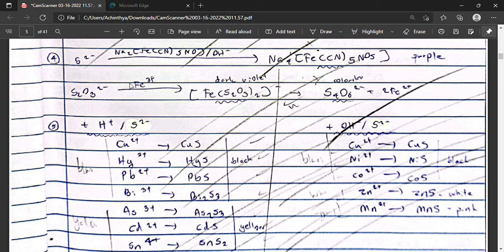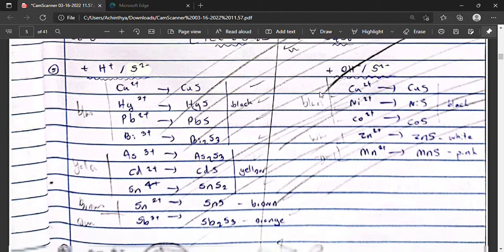Here's another unique reaction. If we were to add ferric ions into a thiosulfate solution, we get a dark violet complex, [Fe(S2O3)2]-, which will then become colorless upon further addition. It will form S4O6 2-, a colorless complex. So if we add ferric ions into the thiosulfate solution, we will observe a dark violet color, which will then become colorless upon further addition.